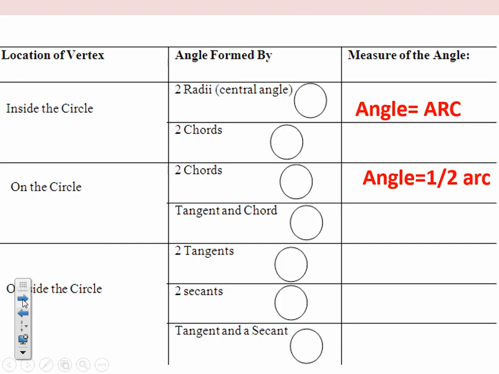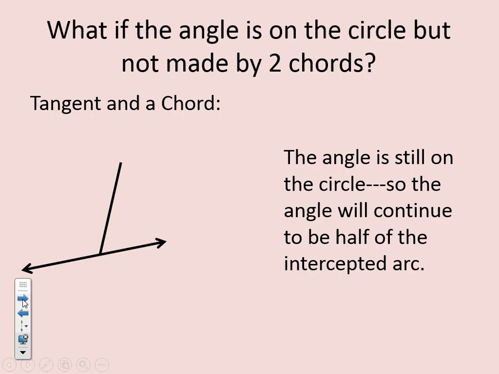So here's what we have filled in so far. If you have angles formed by two radii, or a radius and another radius, the angle will be equal to the arc across from it. And we've also filled in that when we have two chords, the angle is half of the arc across from it. But there's a whole lot of other ways that we can make angles, as you can see, and we're going to fill those in today.